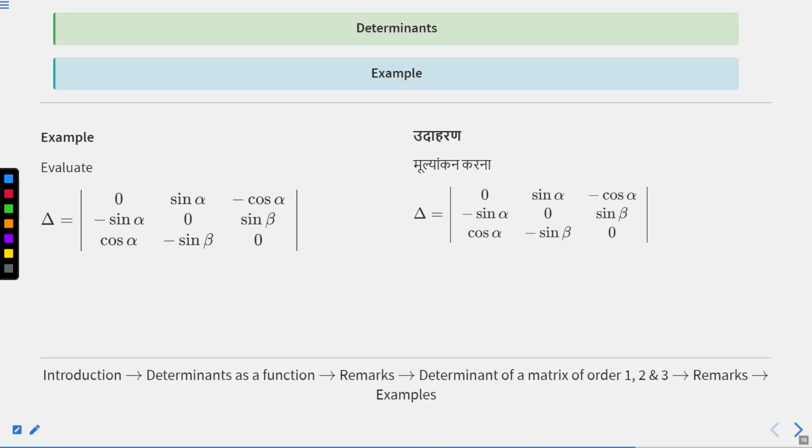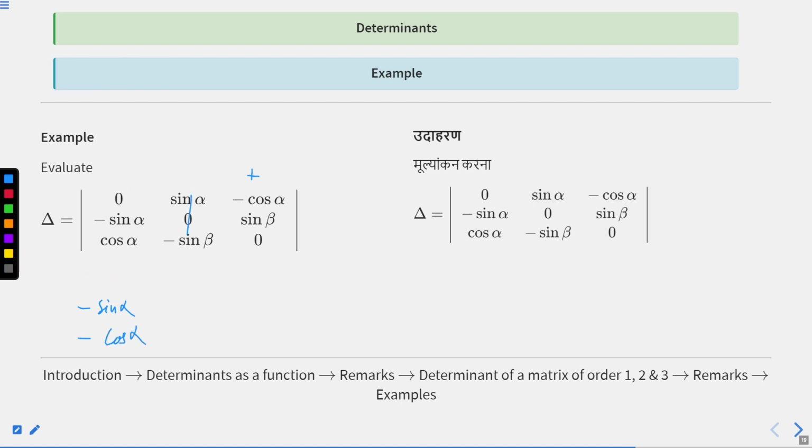Let us see. For this, as you can see, we do not have a maximum number of 0s in a given specific row or column. Every row and every column has only one 0. So you can choose whatever approach you want. I am choosing the row 1 approach. So this means plus minus plus. So 0, minus sine alpha, and plus of minus cos alpha. I will directly use minus of cos alpha. This will directly be eliminated.